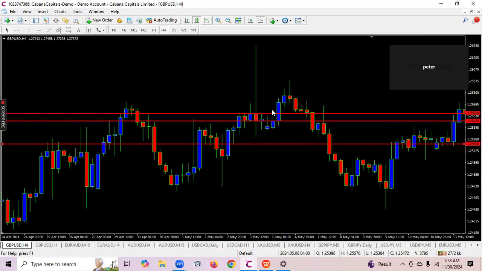Okay, so we have another shooting star. This is a shooting star. See, this also is a shooting star. This also is a shooting star. So you look for a sell opportunity at this point. Okay, so that is a shooting star.